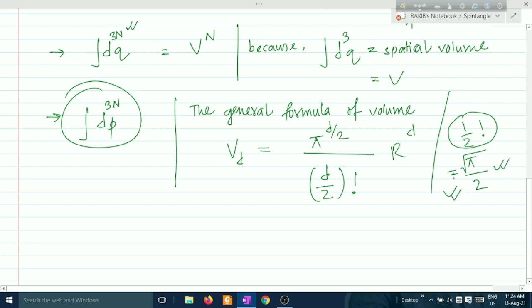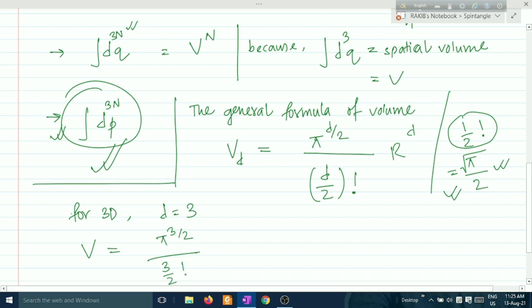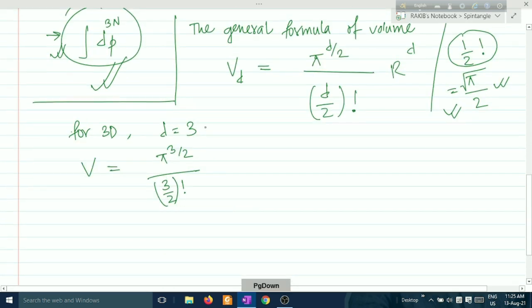So let's check the volume formula before going to this fact. For 3 dimensions, the value of d will be 3. Therefore the volume will be pi to the power 3 by 2 upon (3 by 2) factorial, times r cubed.